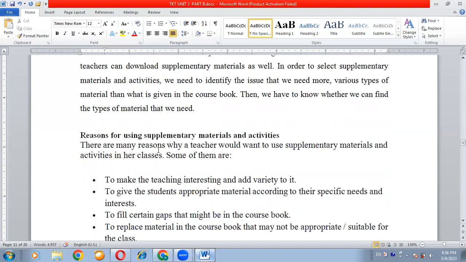Reasons for using supplementary materials and activities. Why should we use supplementary materials in the classroom? Or do we have to use supplementary materials in the classrooms? We have to think about that. Yeah, there are many reasons why a teacher would want to use supplementary materials and activities in a classroom. Some of them are to make the teaching interesting, and variety is very important. To make a lesson very interesting, we have to use supplementary materials. To add variety, we have to use supplementary materials in the classroom.